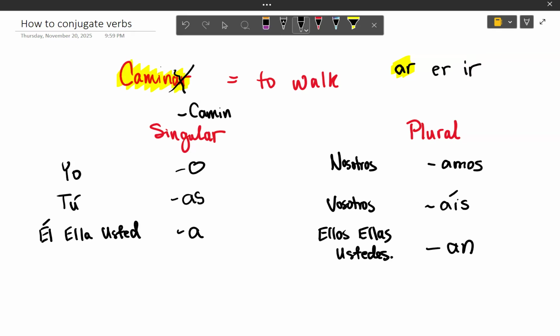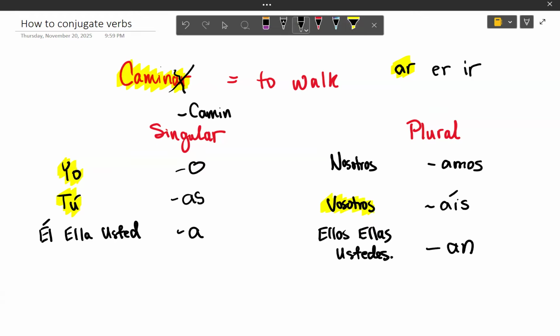So if it's yo, it would be yo camino. Tú caminas. Nosotros caminamos. So one thing to pay attention to is when you're trying to figure out who to conjugate it for, sometimes it's really easy. Yo, that's pretty easy, right? It will always say yo. Tú will always say tú. Vosotros will always say vosotros. The others can be a little bit trickier.